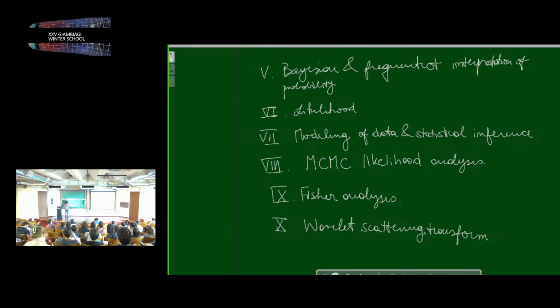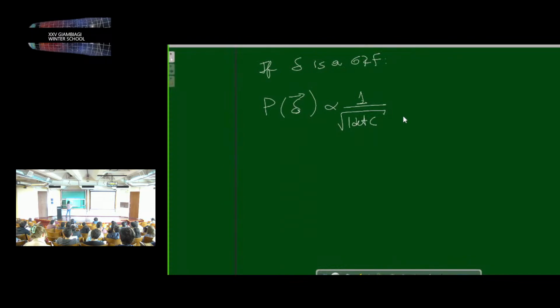So let me write the vector delta. Let me write it like this. This will be the probability of delta, and this will be 1 over 2 pi to the n over 2, anyway, you know, this is not important for this. So let me just write what I want to write, which is 1 over the square root of the determinant of the correlation matrix times e to the minus 1/2 delta transpose C to the minus 1 delta. Okay? Well, delta again is the density contrast.